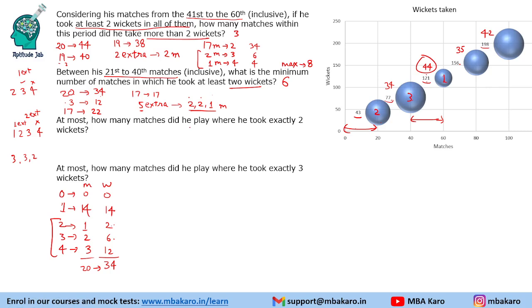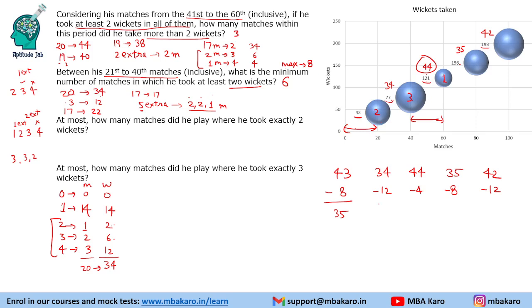At most, how many matches did he play where he took exactly 2 wickets? Okay, so we will have to do it phase wise. So first phase 43, 34, 44, 35, and 42. Okay, now we will subtract 4 wicket hauls. Here we have 4, here we have 2, and last we have 3 4 wicket hauls.